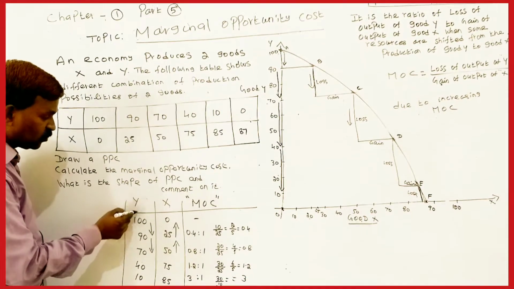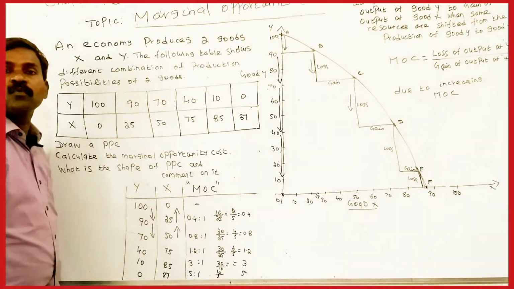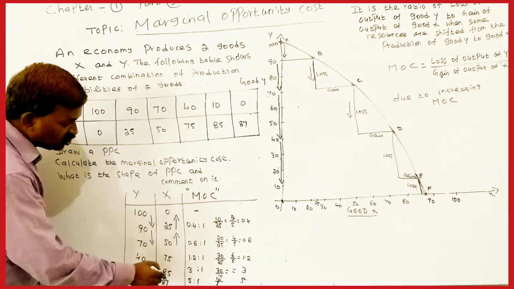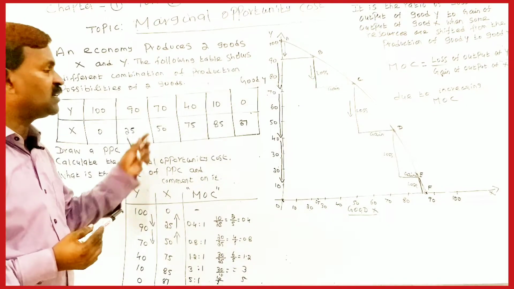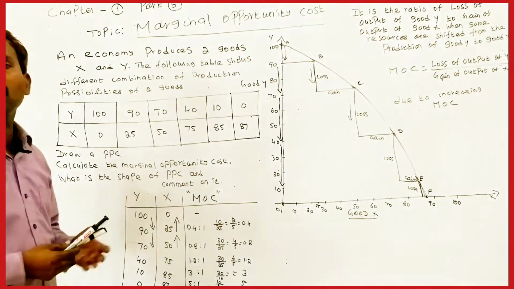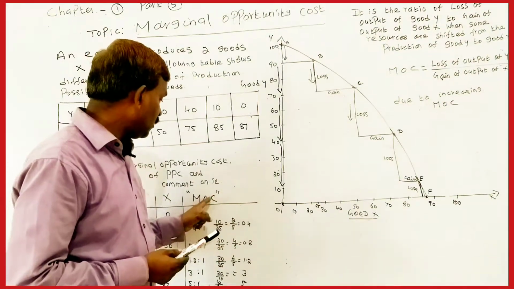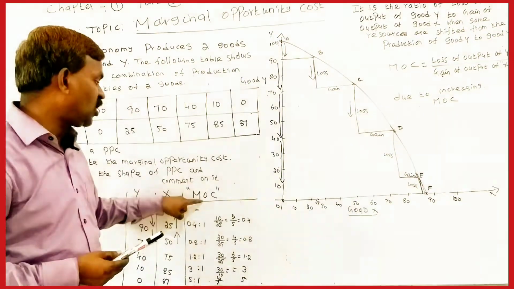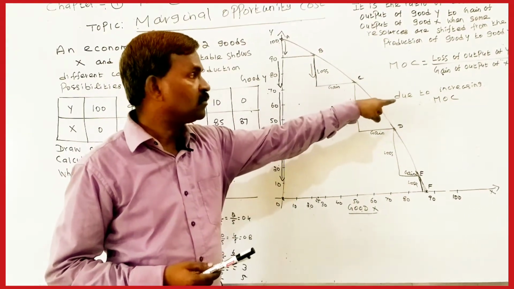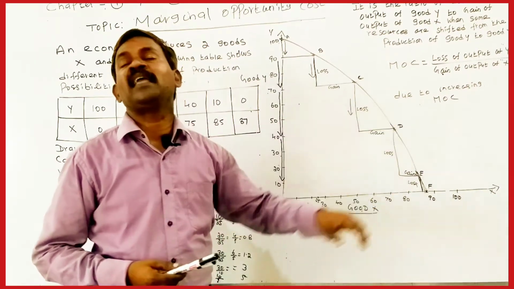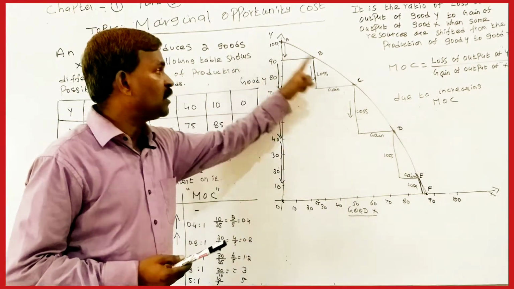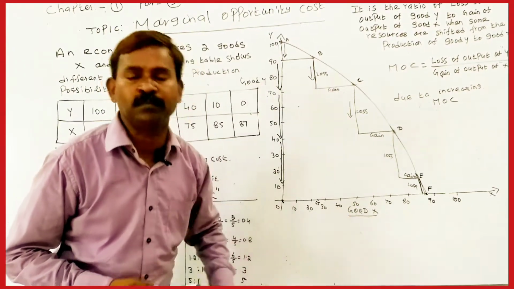Column number 1, production of commodity Y as given in the table of the question. Column number 2, production of commodity X as given in the table. So the first two column values we copied from the question. And for the third one, we are going to calculate the marginal opportunity cost with the help of the formula I have explained and prove that the MOC is increasing. It is because of increasing MOC that the PPC is concave in shape.